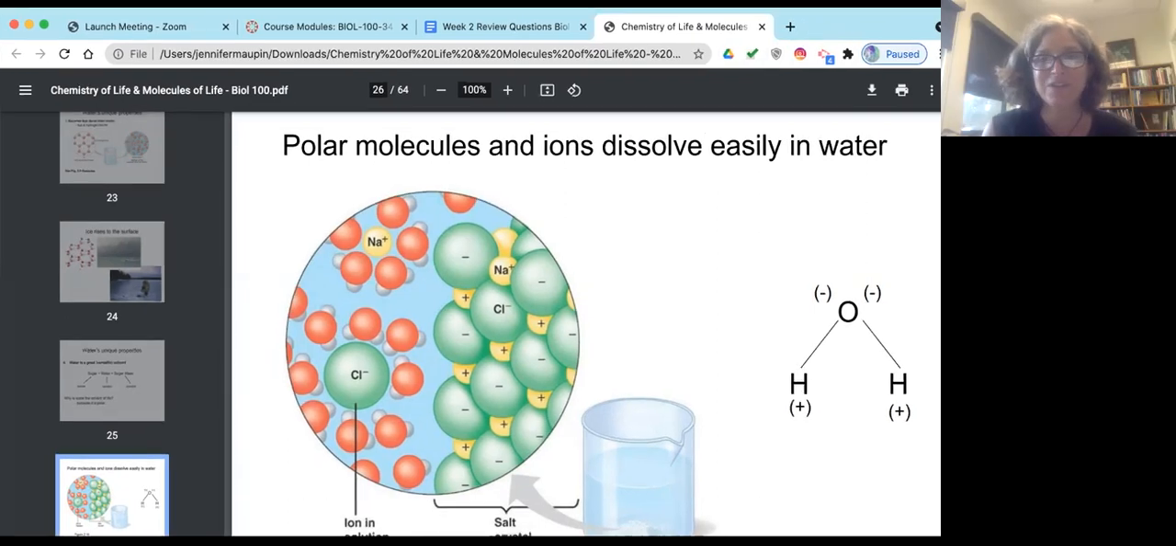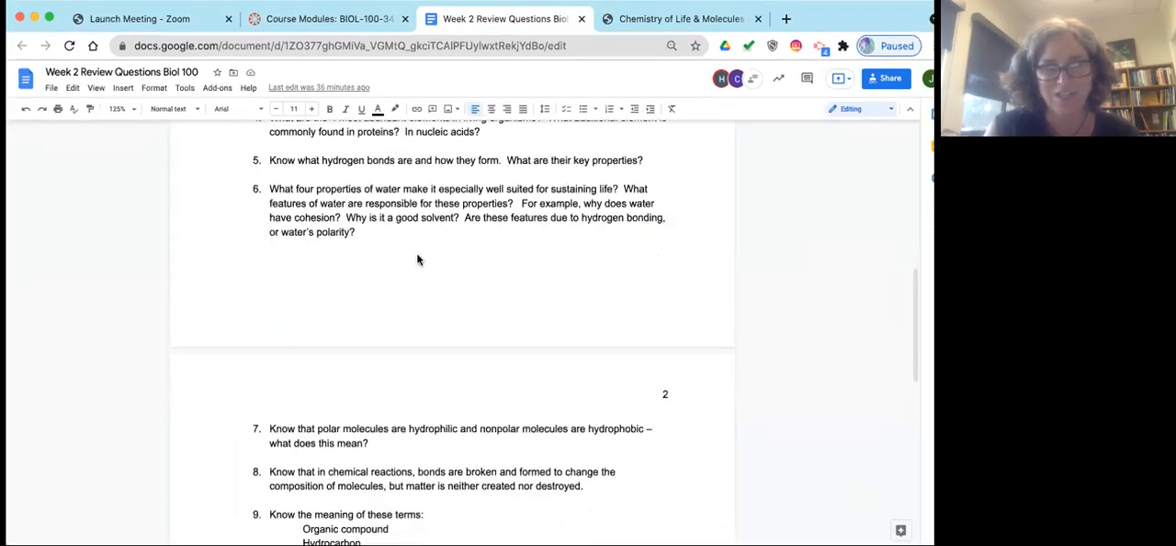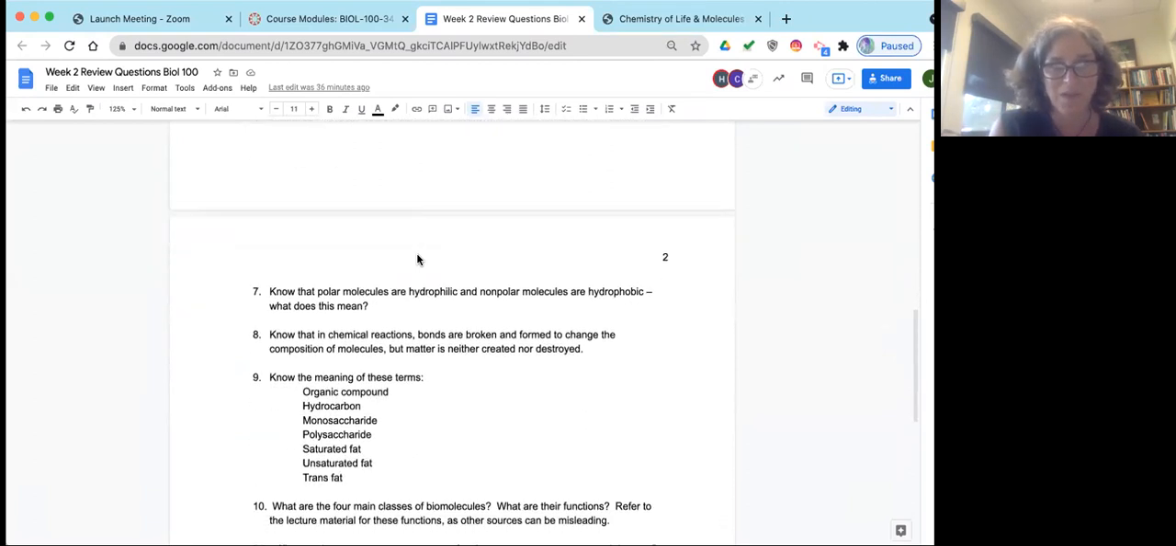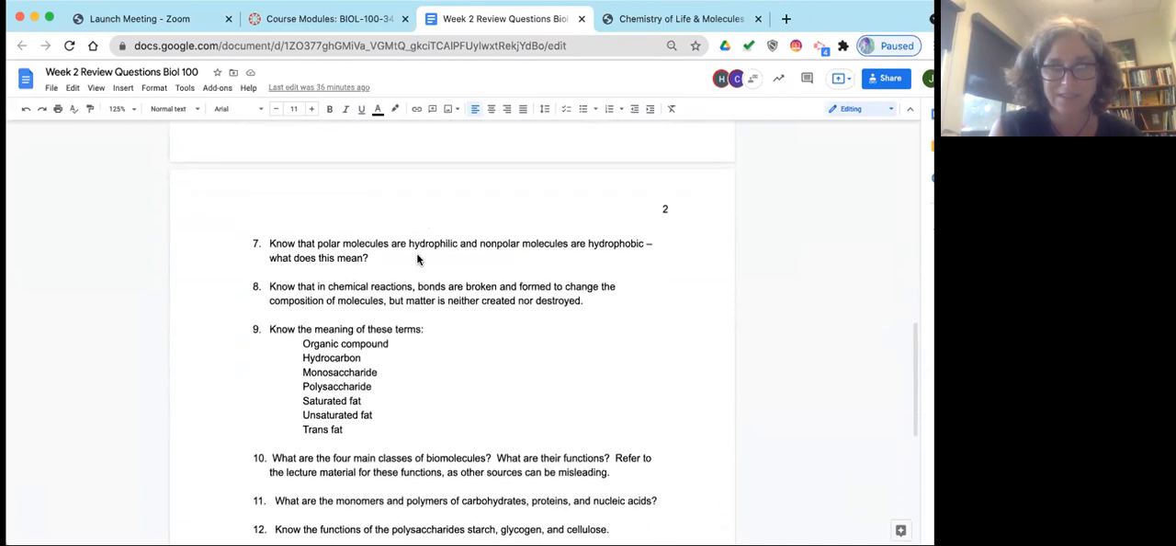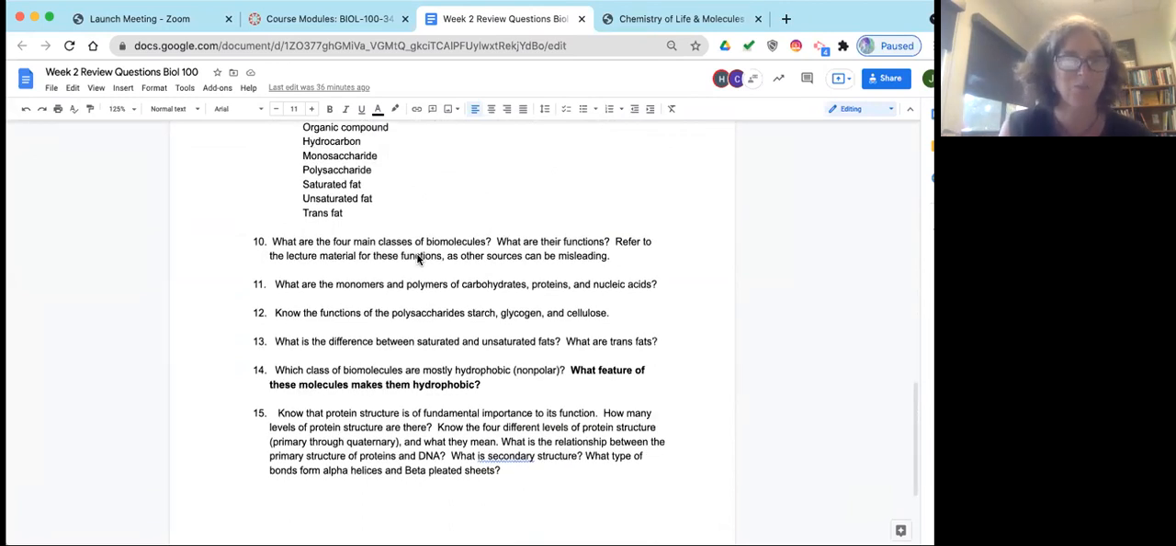Well, while we're talking about polarity, there's a question I think is challenging that I'd like to bring up, unless anybody else has another question related to this. What about this question? We've got our main classes of biomolecules: carbohydrates, proteins, lipids, nucleic acids. Which class of biomolecules are mostly hydrophobic? Which ones do not dissolve in water?